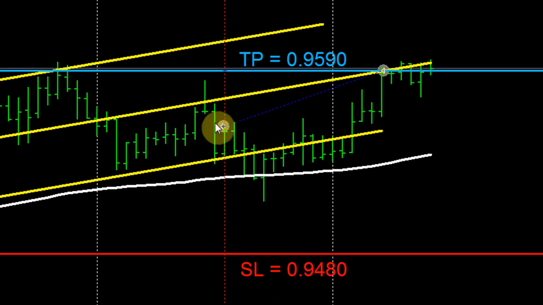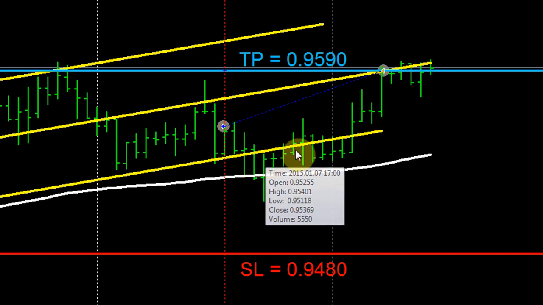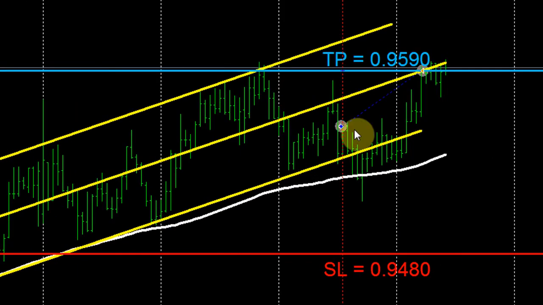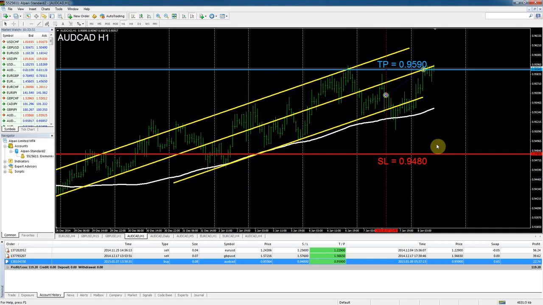Then from there the market went a little bit down, crossed over this channel line, the bottom border of the channel. Hit the moving average, crossed it a bit, tested it, and then went back up slowly to where it's supposed to go. So a couple of learnings from this particular order.